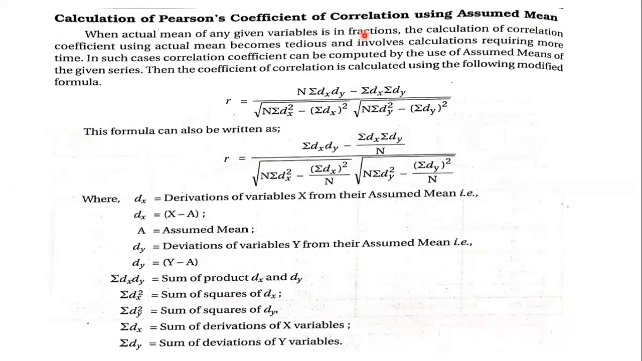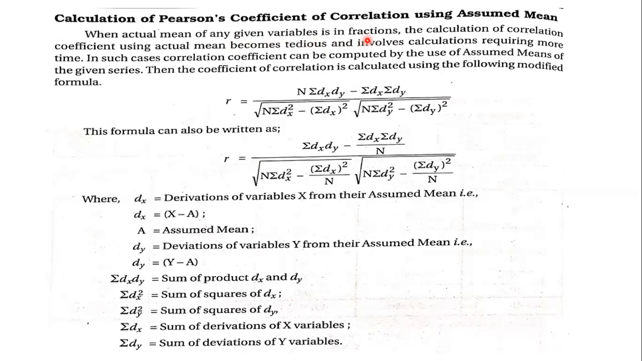First let us understand how to solve the problem, and then in the next class we can start with the problem. But this understanding of basics is very important, so concentrate. When the actual mean of the given variables is in fractions, so when are we going to use this method? Whenever you get the actual mean in fractions, if you're not getting a whole number, for example instead of 36, if you get 36.758, don't round it off.